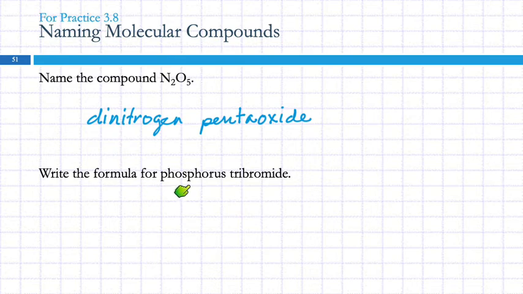Let's write the formula for phosphorus tribromide. There's no prefix on phosphorus. How many are there? Just 1. So that's P. And then tribromide means what? 3 bromides, so Br3. The reason students like this is it's just a lot more straightforward, right? But only with 2 nonmetals.